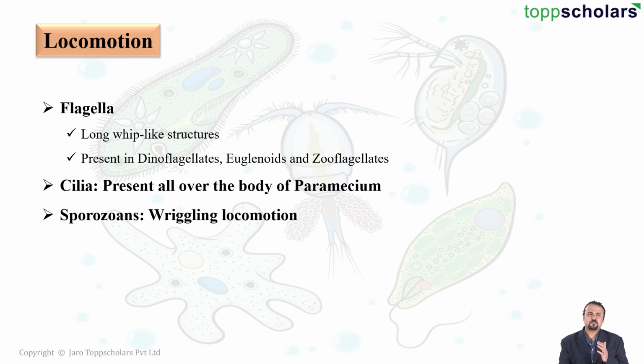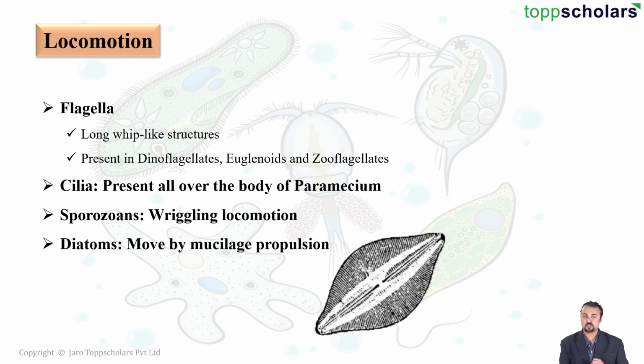Next students, sporozoans don't usually show presence of special locomotory structures. If you have seen the movement of a mosquito larvae, we call it the wriggling locomotion, and similar locomotion is seen in sporozoans. Students, remember that sporozoans are protists which cause diseases. Next, we have diatoms which move by propulsion of mucilage.